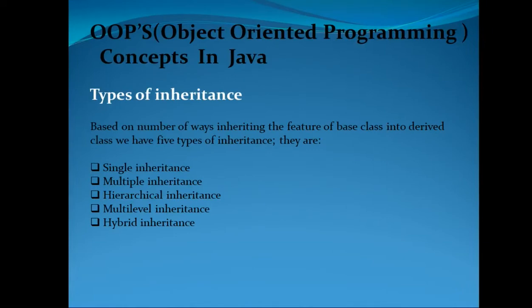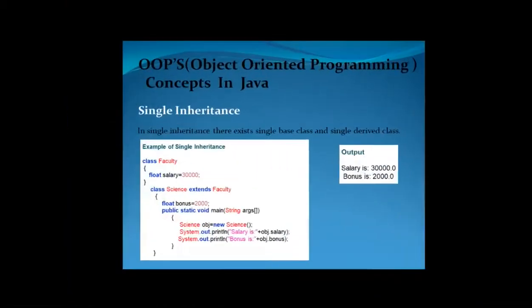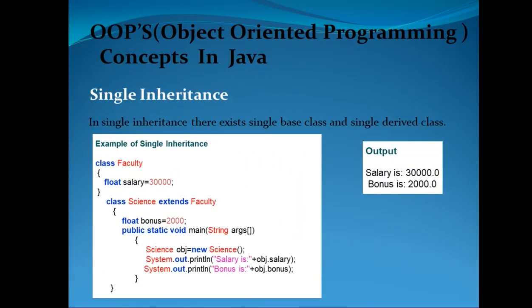So let's discuss the types of inheritance. Based on the number of ways of inheriting the features of the base class into the derived class, we have 5 types of inheritance. They are single inheritance, multiple inheritance, hierarchical inheritance, multi-level inheritance, and hybrid inheritance. So let's discuss single inheritance. In single inheritance, there exists a single base class and a single derived class.